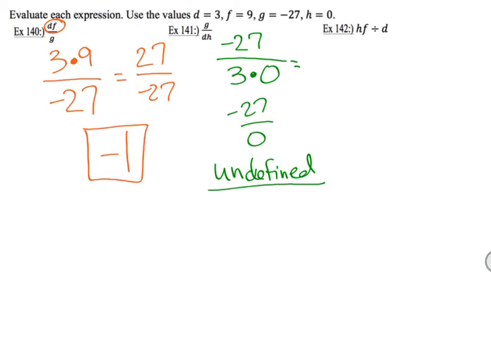Okay, example 142. hf divided by d. h is 0 times f, 9, divided by d, 3. 0 times 9 divided by 3. 0 times 9 would be 0. 0 divided by 3 is 0. So the answer here is 0. We don't have to worry about the sign since the answer came out to be 0.